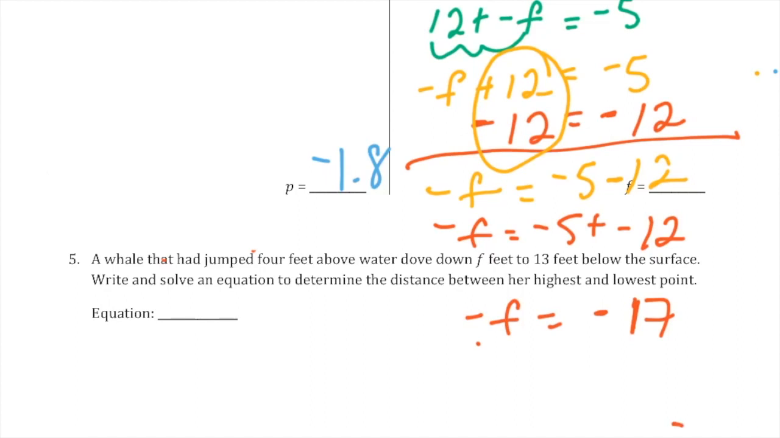So I'm going to divide both sides by negative 1. The negative 1 cancels out, and my final answer is F is equal to 17. However, I am not done yet. I always go back and check my work to make sure that this solution is in fact true.